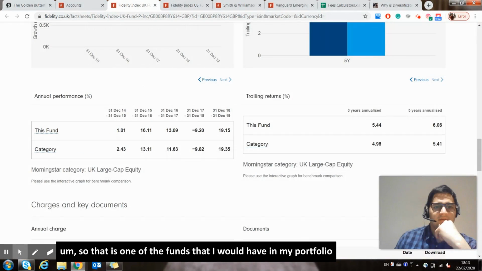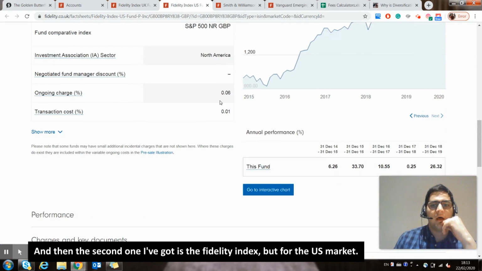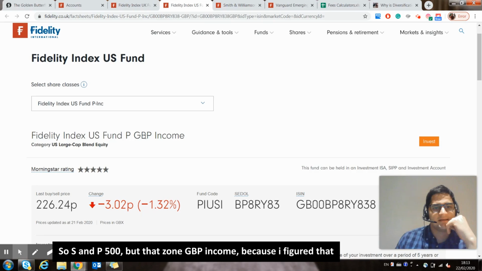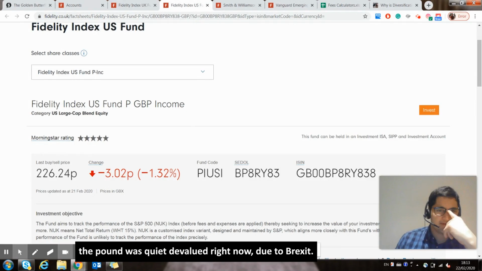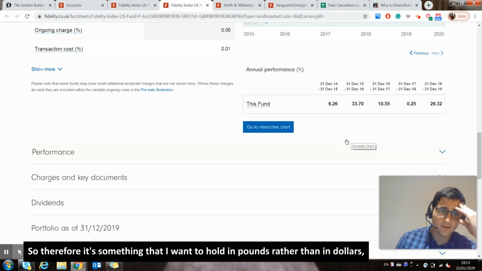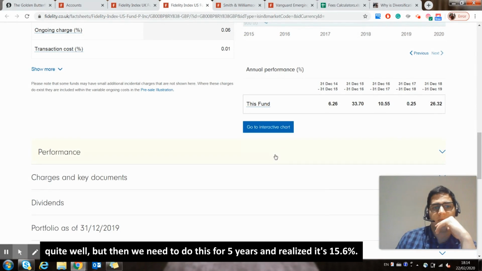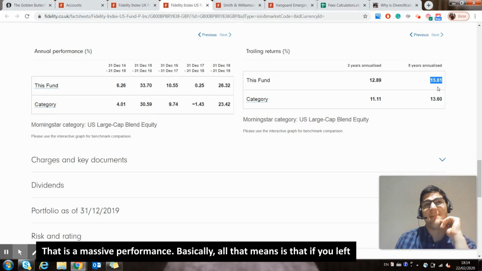So that is one of the funds that I would have in my portfolio because I would want domestic stock. And then the second one that I've got is the Fidelity Index, but for the US market, so S&P 500. But that's in GBP income because I figured that the pound is quite devalued right now due to Brexit, so it's something that I want to hold in pounds rather than in dollars, which is very overvalued. And then you can see the latest performance quite well. But what you need to judge it for is 5 years annualized, which is 15.6%. That is a massive performance.